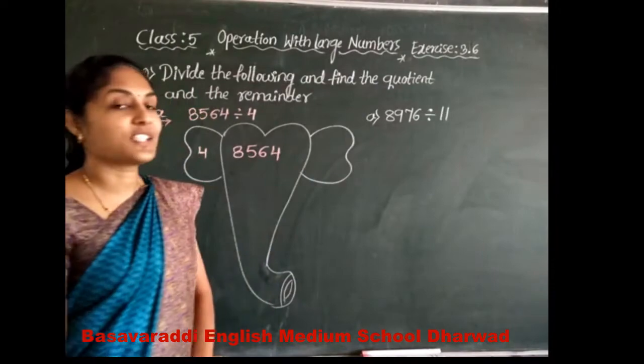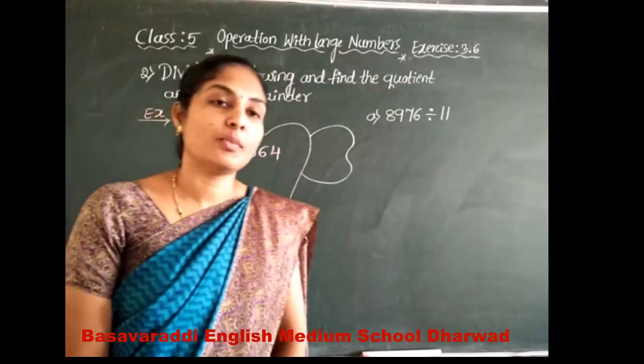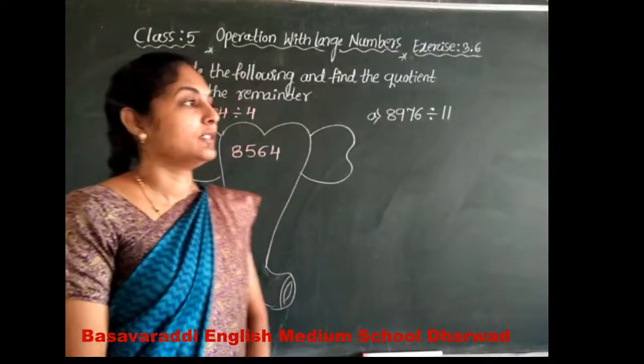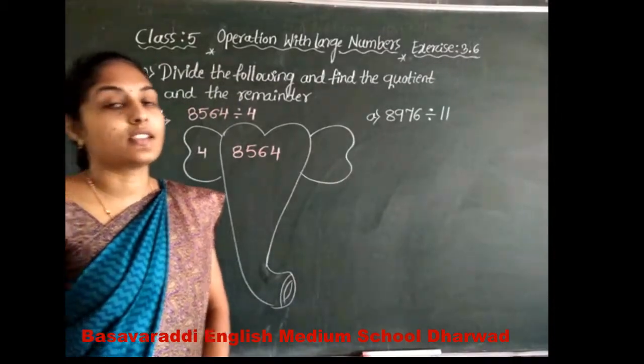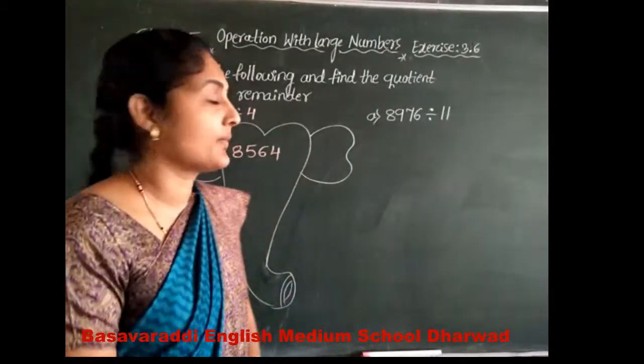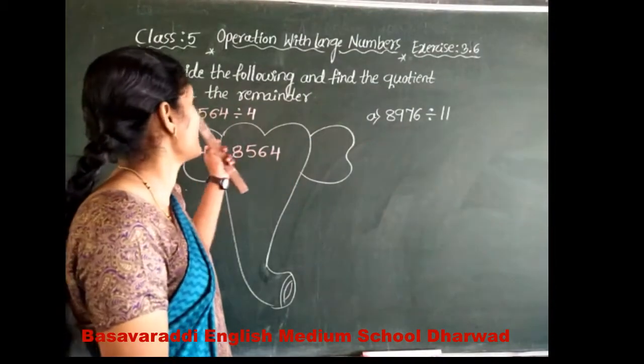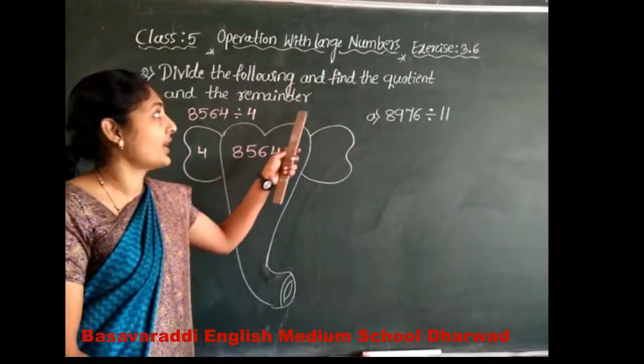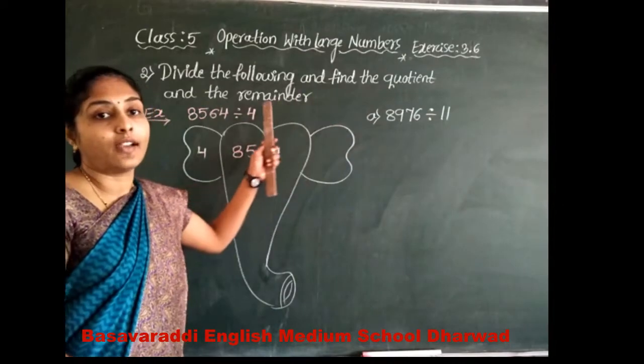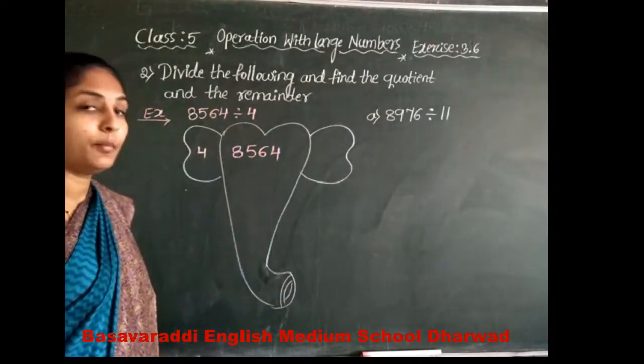In this class we will study division. Class 5, Exercise 3.6. The second question is: divide the following and find the quotient and the remainder. So we have to find the quotient and the remainder in the division problem.